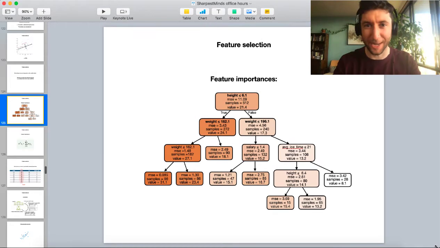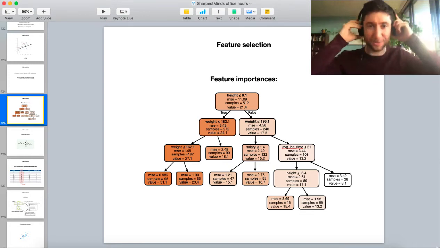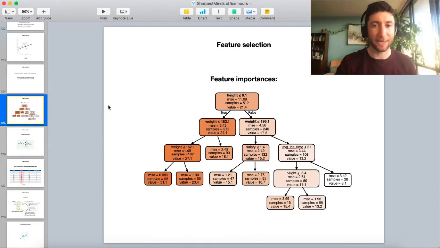Always nice to have that confirmation. Okay, so actually I'm going to flip my headphones around, sorry. Kind of throws me off when the mic's on the other side. All right, we're talking about, sorry, I don't know why it says feature selection here.